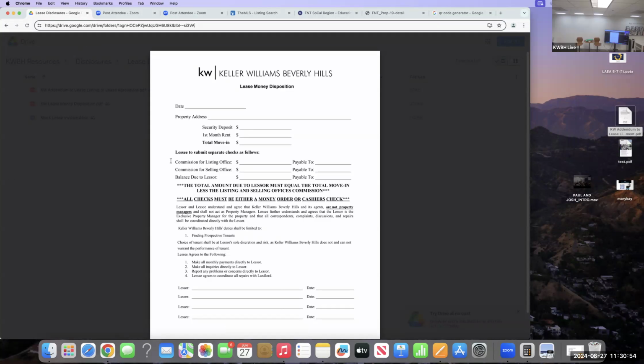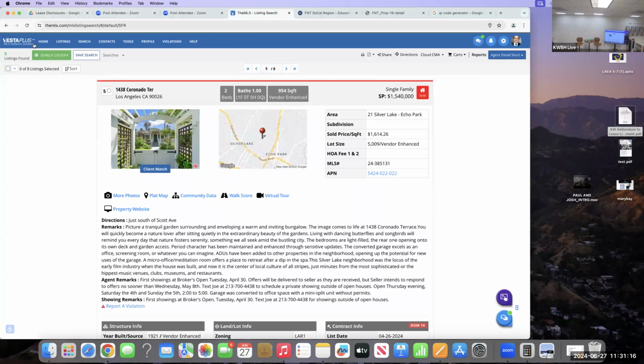If it's my listing, I'm the one preparing the lease. Usually the listing broker is the one who will prepare all the paperwork. So if I'm representing a tenant, the only thing I'm really doing as the tenant's rep is sending the initial application, which is through Rent Spree. Everyone should have a Rent Spree account.